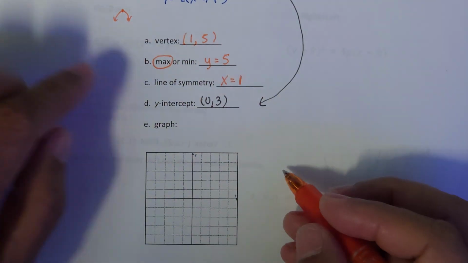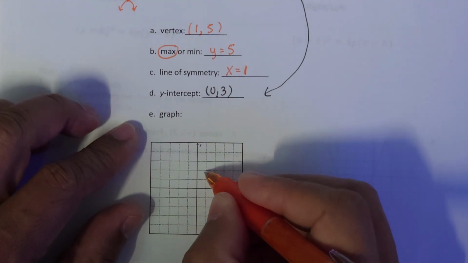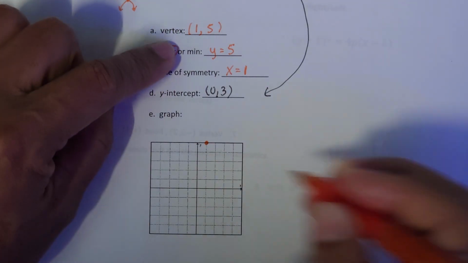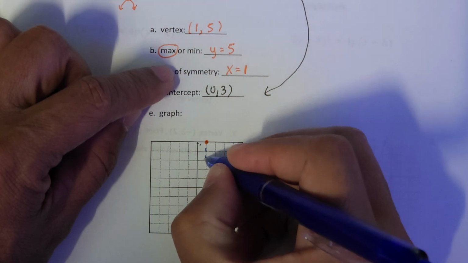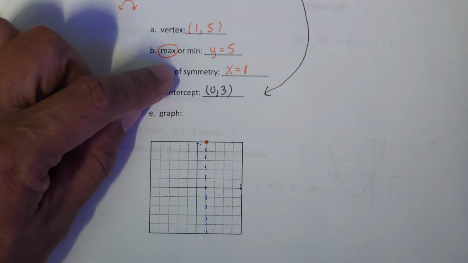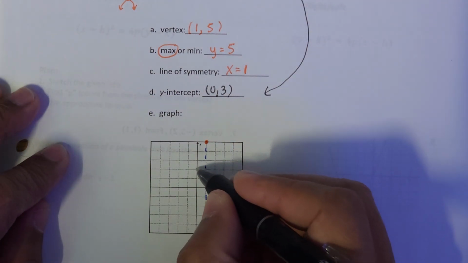So what I'm going to do is plot the vertex point. So this is right 1, up 1, 2, 3, 4, 5. So this is the vertex point. Then I'm going to sketch the line of symmetry. Okay, so this is the line x equals 1. And I'm also going to plot the y-intercept, which is at (0, 3): 1, 2, and 3.